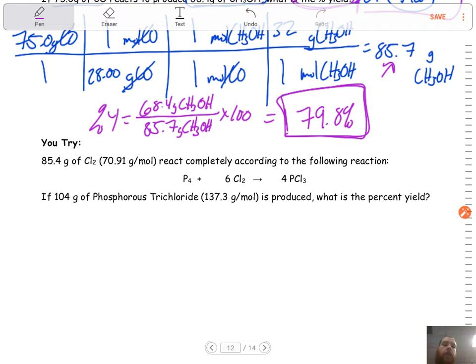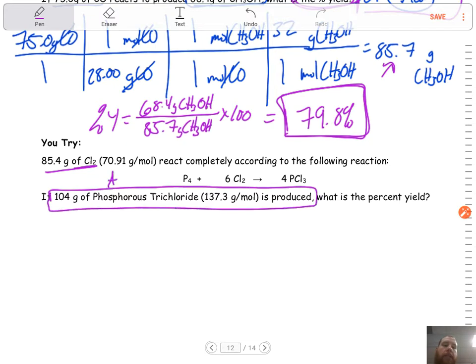All right, so you try problem. Okay, we have 85.4 grams of Cl2 react completely according to the following reaction. It says if 104 grams of phosphorus trichloride is produced. So right here, guys, this is my actual. Okay, that's my actual. So maybe you want to label these things as you're going through that. We're looking for percent yield. So percent yield equals my actual over theoretical times 100. So the actual is already given to me. I've got to figure out my theoretical.